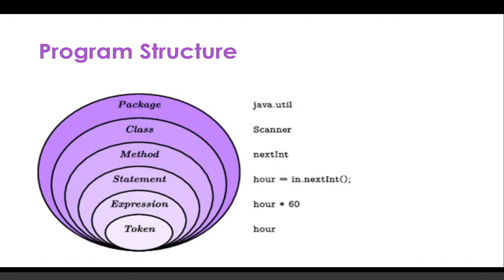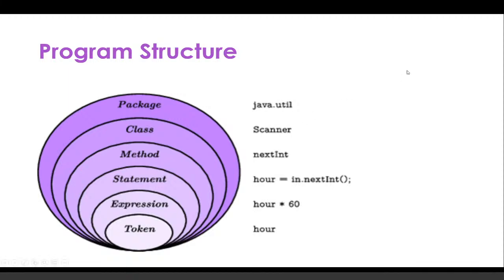So what we have here is that structure of package, class, method, statement, expression, token. A big package is going to be like our java.util package. That's going to be a huge package that contains a lot of classes. And so our Scanner is a class. Our System is a class. We'll talk about other classes as we progress throughout the course. And we said a class contains a bunch of methods, and these methods are like nextInt, nextDouble, nextLine, whatever.